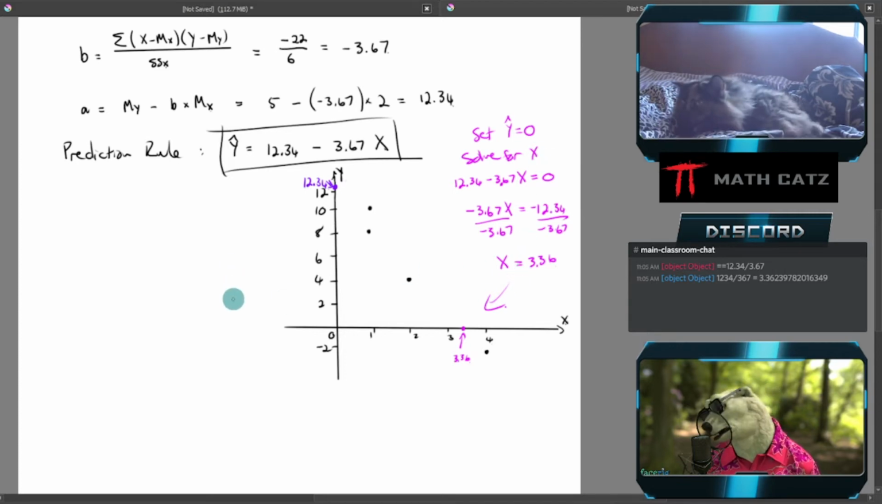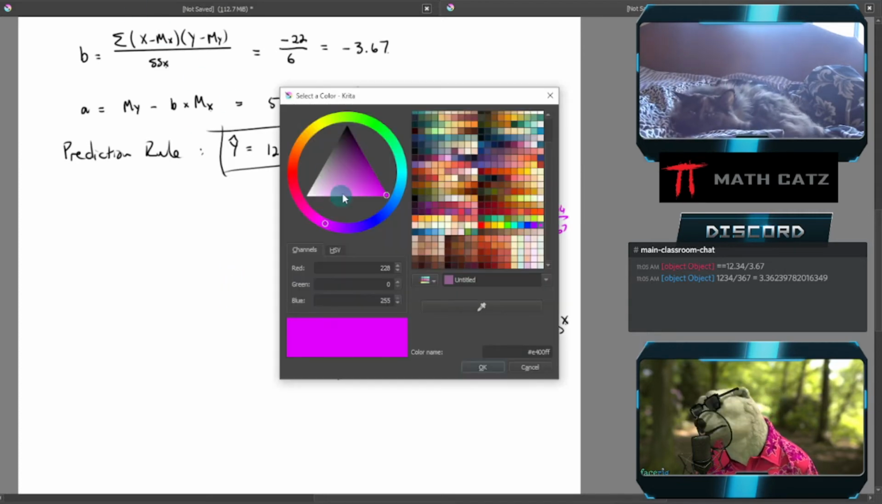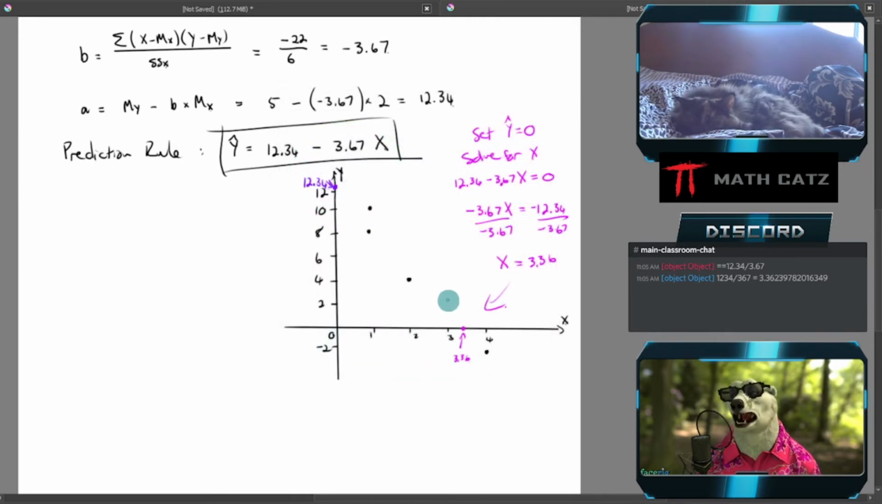So then let's pick another color. I like color. For the predictor line, I get by just connecting those two. Now I'll extend it in other direction, like so. It goes on forever or until the scale stops.